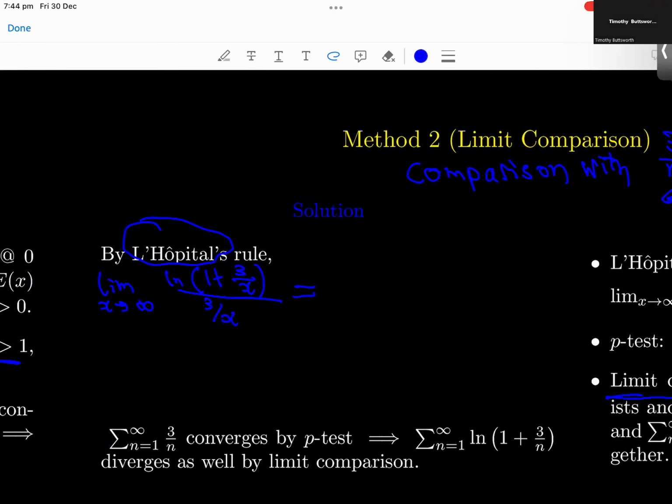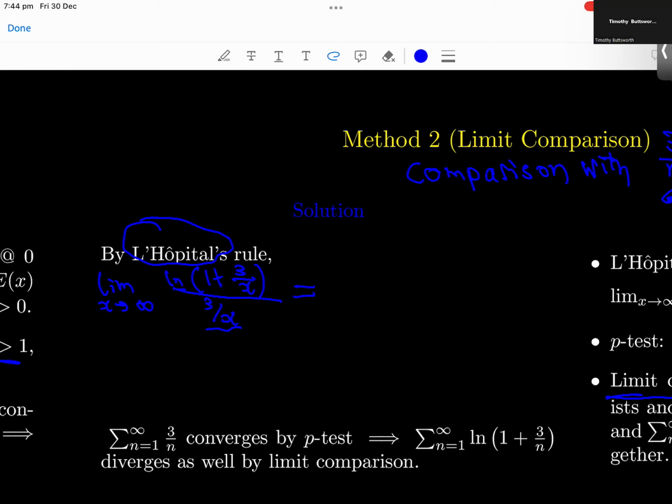So we can use L'Hopital's rule here because as x goes to infinity, 3 on x goes to 0. And so ln of 1 plus 3 on x also goes to 0 because this is just going to ln of 1. And so L'Hopital's rule is actually applicable here.